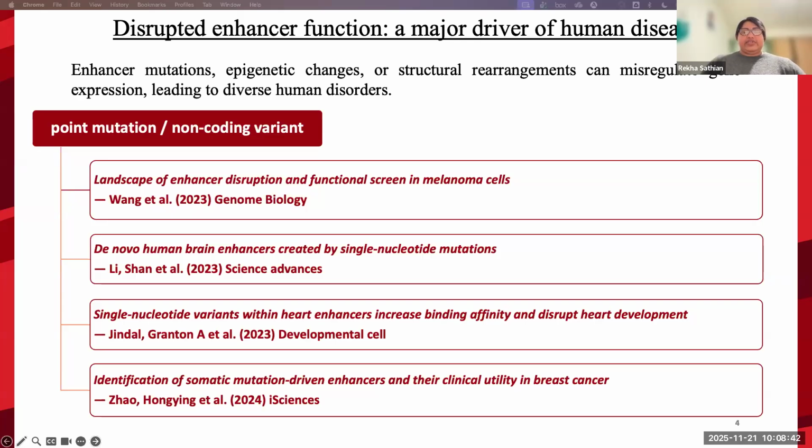Another 2023 study showed that SNVs can increase transcription factor binding affinity in an enhancer responsible for GATA4, driving a gain of function expression and causing cell developmental defects. In a recent study in 2024, the authors identified 135 enhancers in breast cancer that carry somatic mutations that correlate with changes in chromatin accessibility, and some of these mutated enhancers are associated with prognosis in specific breast cancer subtypes. So even subtle alterations in enhancer sequences or even chromatin changes can misregulate key regions.